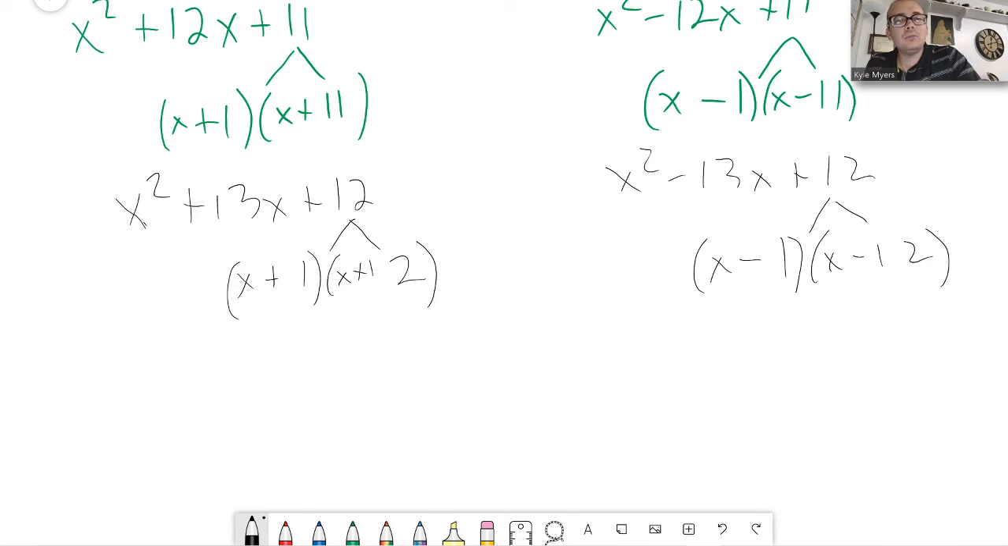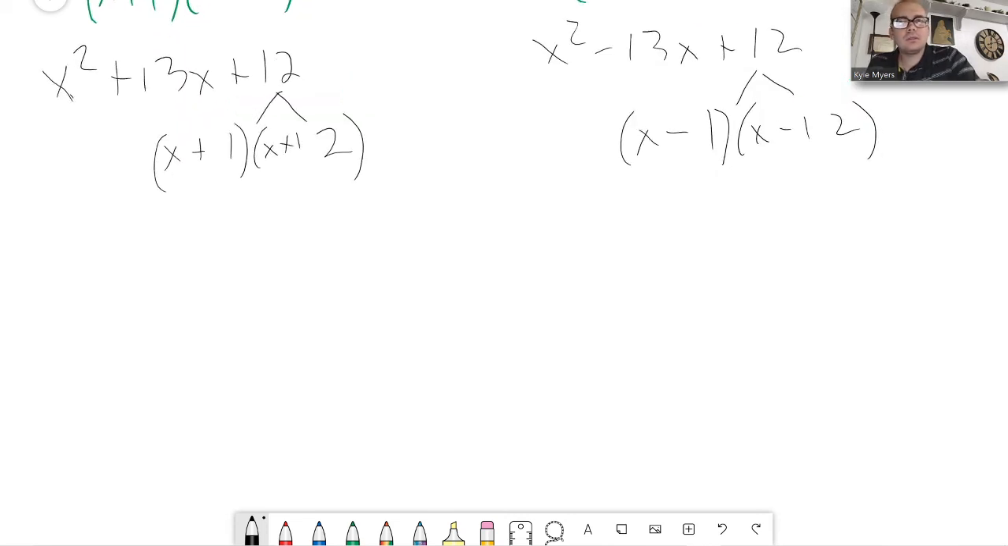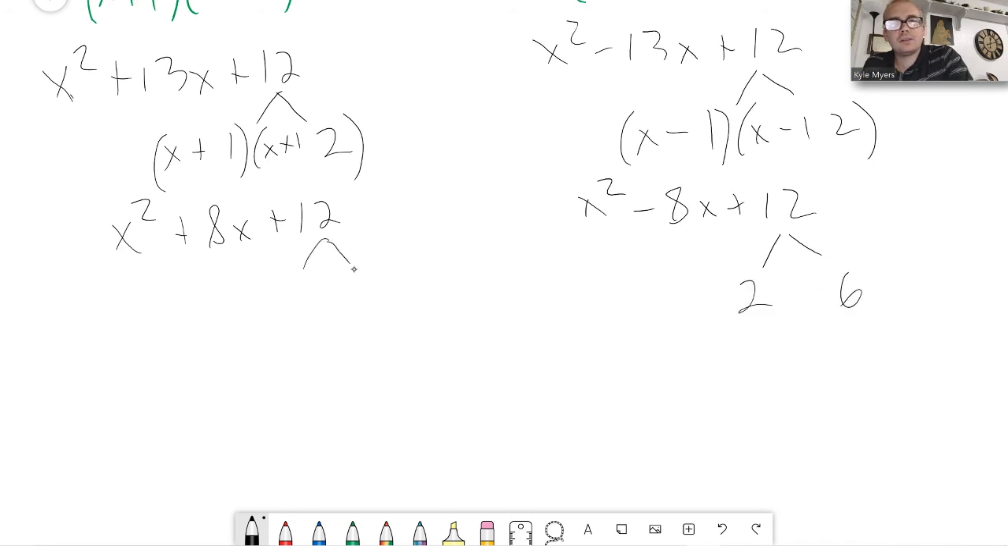12 has 2 more factors. So I'd have x squared, let's see, what else? Plus 8x plus 12. X squared minus 8x plus 12. This is a 2 and a 6. This is the positive version. This is the negative version. And we're done.